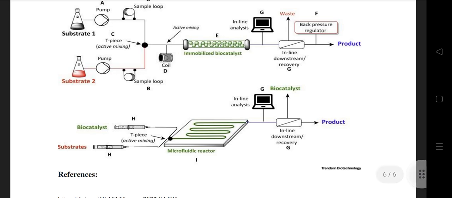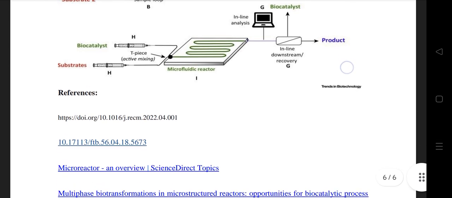The example is this biocatalyst that we are using in our lab for testing, and then we use the biocatalyst reactant with another substrate, send it into the pump, active mixing, which is a microfluidic reactor, and after that the reaction takes place in the microfluidic reactor. It is sent to the inline analysis computer, and the biocatalyst is then separated out, and we know the product references.